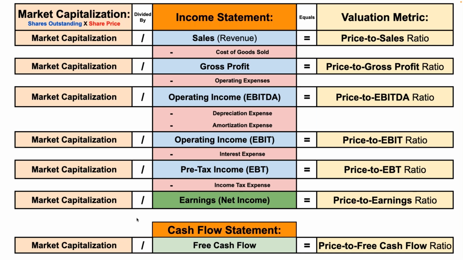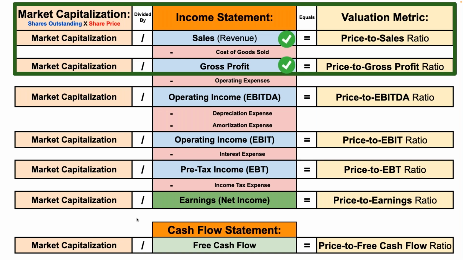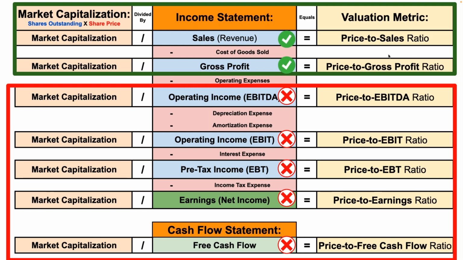Now, stage 1, stage 2, and stage 3 companies are optimized for sales, and they are often optimized for gross profit. Because of that, the price to sales ratio and the price to gross profit ratio are meaningful valuation metrics for us to look at as investors. However, oftentimes these companies are not optimized for EBITDA. They're not optimized for free cash flow. They're not optimized for earnings. So it would be a mistake to look at those valuation metrics to draw conclusions about whether or not a company is a good value or not.